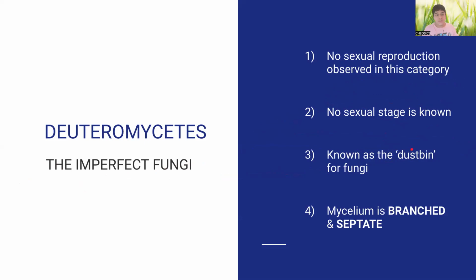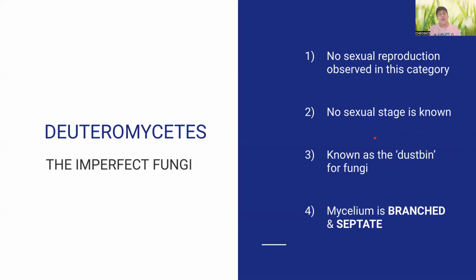What I like to call them is the dustbin. Scientifically, it's not called the dustbin, but I call them the dustbin of the fungi kingdom, because when you see a fungus, you have to check: does it have conidiospore, conidiophore, ascospore, ascocarp, ascus? If you're observing correctly and you don't see anything from these, you classify it as a Deuteromycete. Their sexual stage is unknown.